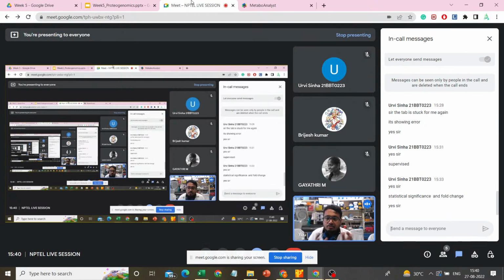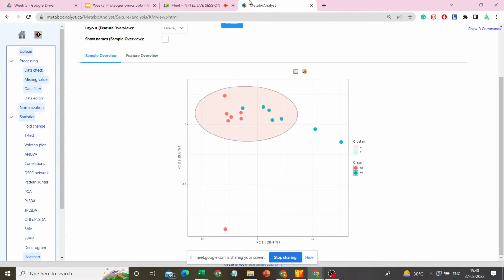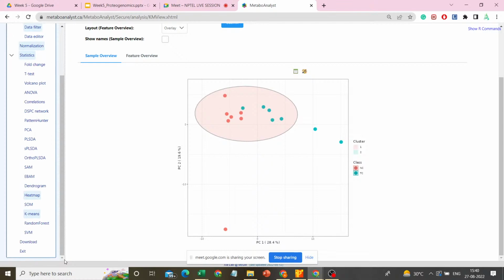With hierarchical clustering, you could see that on the basis of the distance it could distinctly cluster it and also find out the features that are getting differentially regulated. It is showing different types of clusters, so you can try out different ones.